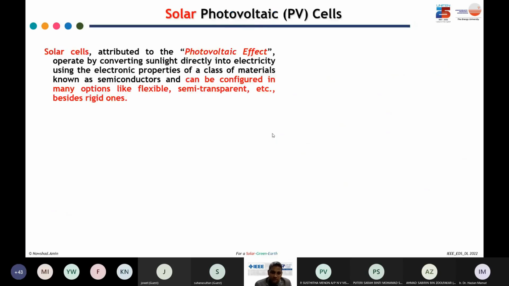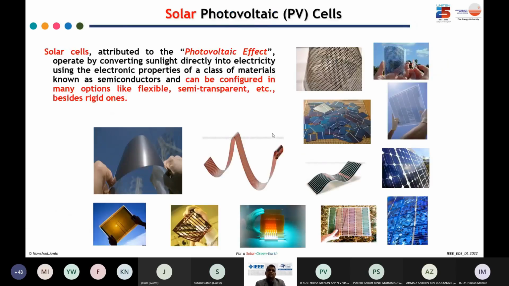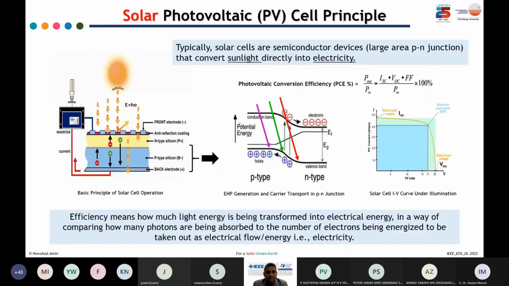Next is about solar PV. For those who are new to solar PV, solar photovoltaics, here is a little bit of introduction about this science and technology. In 1839, Edmond Becquerel, a French physicist, first discovered the photovoltaic effect when he found that a light-dependent voltage was detected in two electrodes immersed in an electrolyte. Since then, the effort has continued, and solar cells, which are attributed to this photovoltaic effect, operate by converting sunlight directly into electricity with the help of a number of materials, which are mainly semiconductors. These solar cells can be configured into different kinds of configurations like rigid, semi-transparent, transparent, flexible, etc., as you can see in this picture.